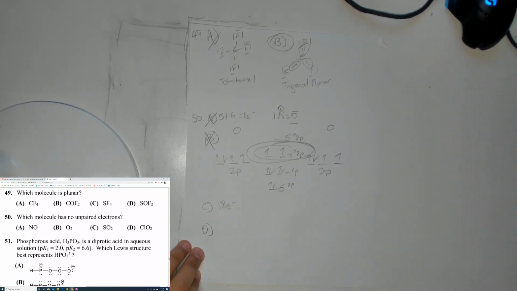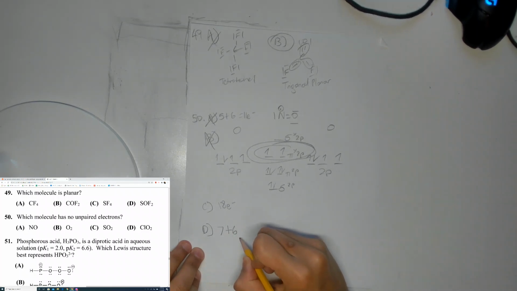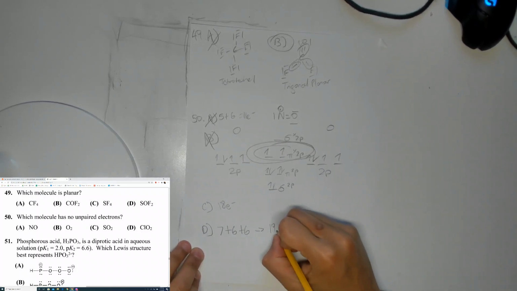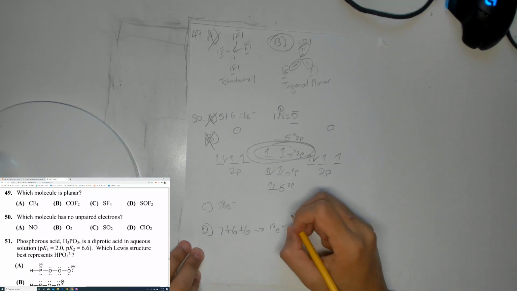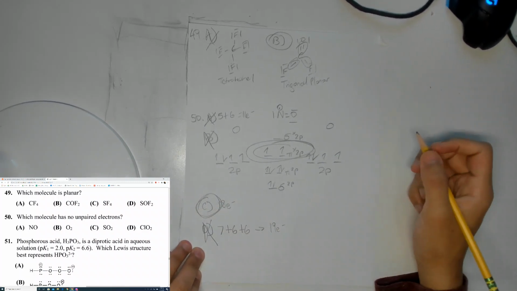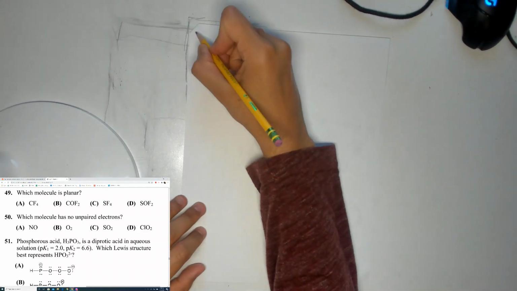Now D, let's count the valence electrons of the molecule. You have 7 for chlorine, plus 6 for one oxygen atom, plus 6 for the other oxygen atom, and then you get 19 electrons. And that is an odd number. So you can cross out D, and C, by process of elimination, is your answer. Let's move on to 51.